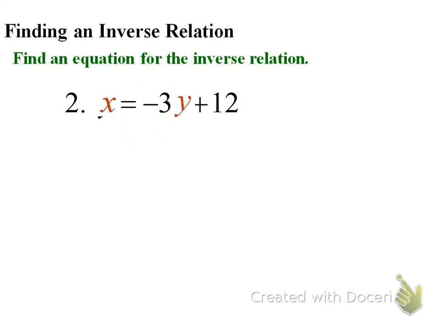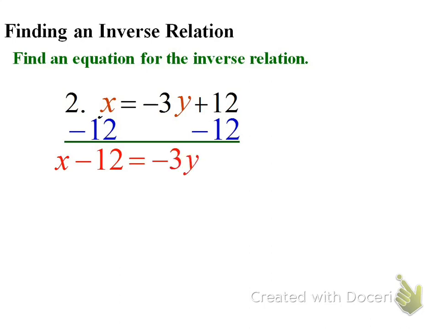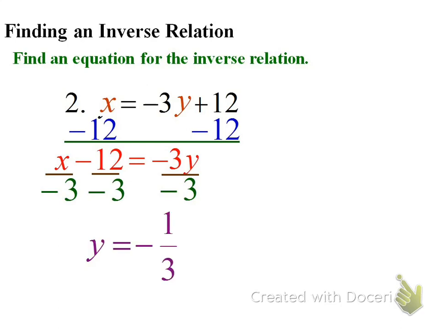Can I leave it like this? Yeah, you can't leave it like this, okay? But this stuff isn't hard. You guys have been doing this for years. You're just getting it into slope-intercept form. Yep, -3. Good, so we have -1/3 x plus 4.